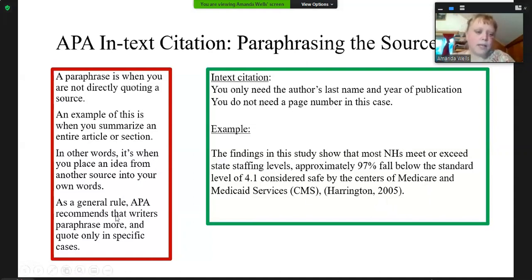And then I say here, APA recommends that you paraphrase more than quote. I kind of liken that to if people wanted to read the articles, they would go read the original articles, but they're reading your article, so you want your words in your article. That's kind of how I look at it.